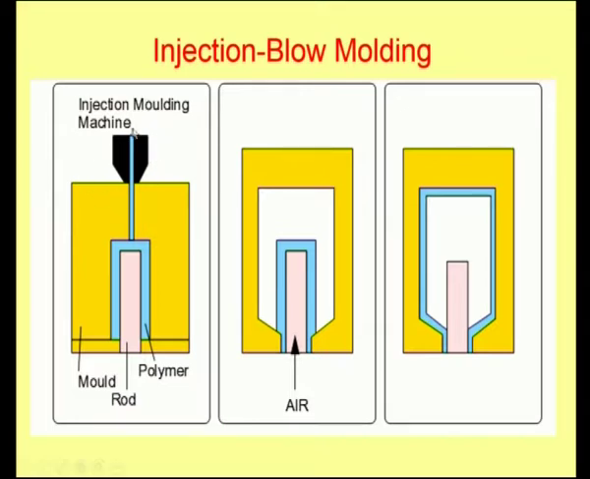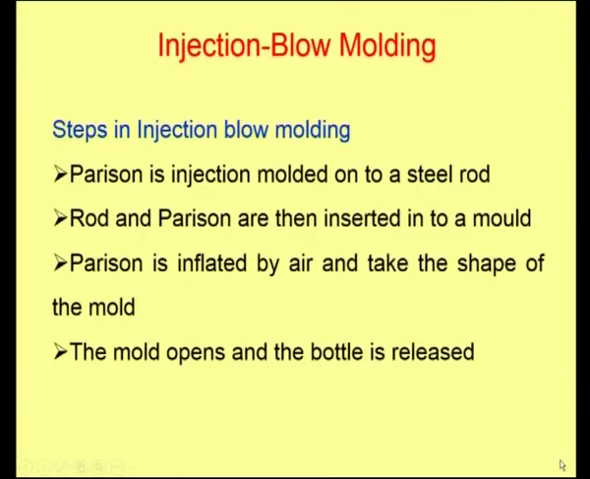So, the only difference is that instead of an extrusion molding machine, you have an injection molding machine that will inject the resin straight away into the mold. Therefore, the typical machine construction requirement is simpler in the injection molding machine compared to the extrusion molding machine. Now, the steps in the injection blow molding: the parison is injection molded onto a steel rod. So, that is the main difference.